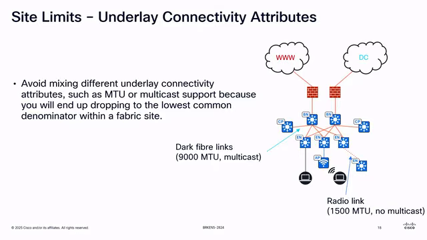Consider this site where you have, let's say, dark fiber between different buildings. So you can use increased MTU, you can have multicast support, and then one particular building is connected through a radio link with a lower MTU and without multicast support. What can you do? Well, you can either make everyone suffer and drop down to these values campus-wide, or you can separate this building into a separate Fabric site so that most of your campus is enjoying a high-speed underlay, and that building will be connected through this radio link on its own without affecting other switches.